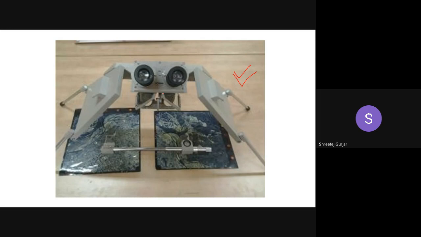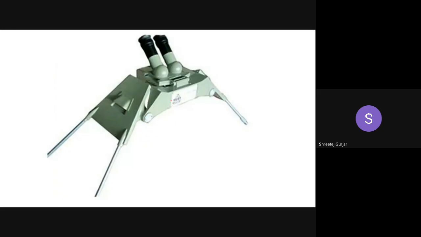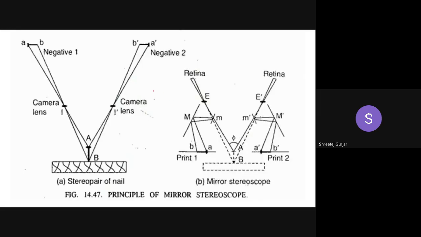A very simple, rigid and very interesting instrument, the mirror stereoscope. Coming to the principle of the mirror stereoscope, we shall look in detail at a schematic diagram of how exactly the line of sight works.